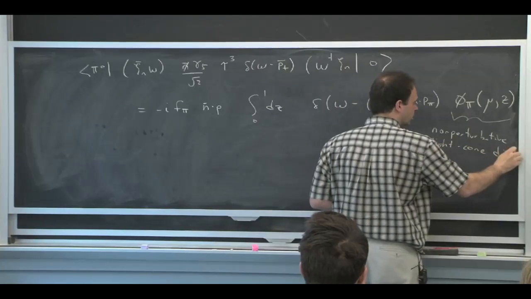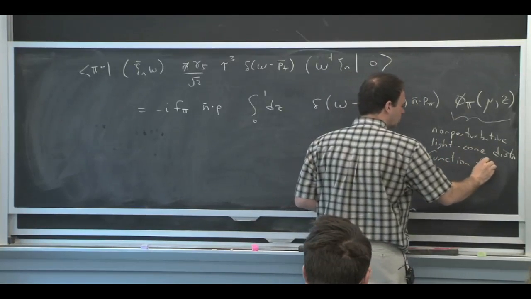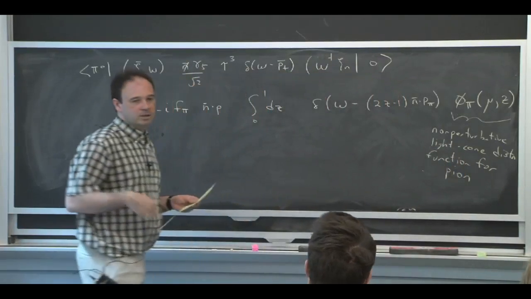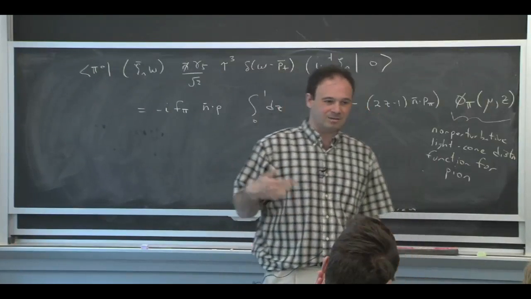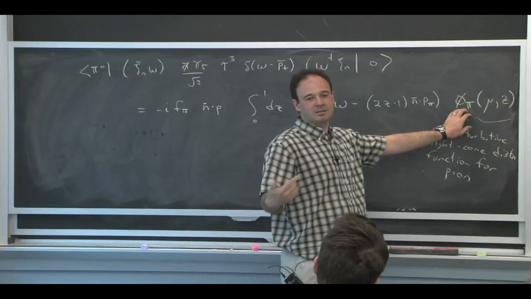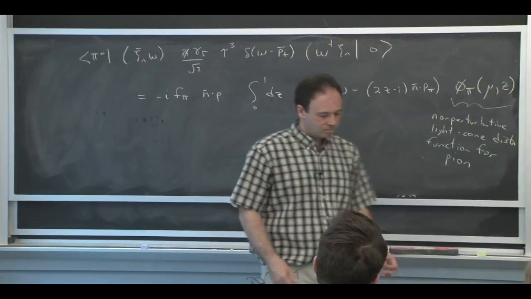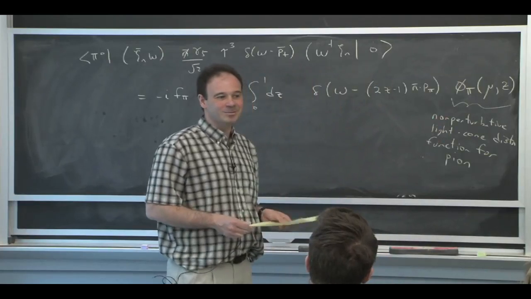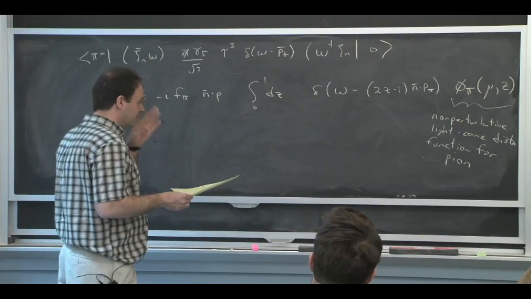So this is what's called a light cone distribution function for the pion. Generically, when you have an exclusive process and you're producing some hadron that's very energetic, like a pion, this is the type of thing that's going to show up, one of these light cone distribution functions. So this example of photon to pion is in some sense a very simple exclusive process, or the simplest one in some sense.